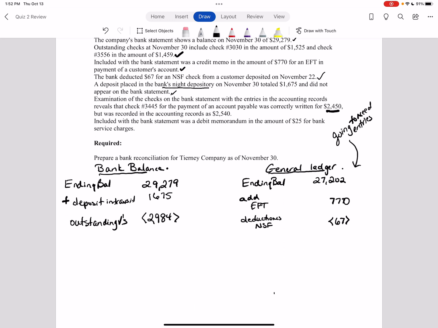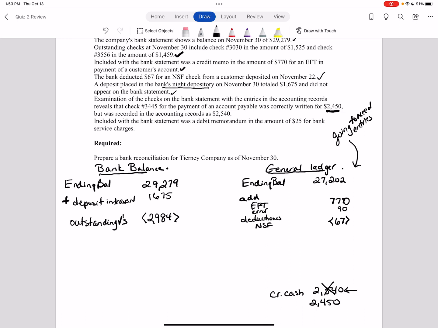$2,450. But when we made our journal entry, let's think about what we did. So we made a journal entry to credit cash, right? $2,540. It should have been a credit of $2,450, right? So I've taken too much out of my cash account, right? There's too much credit. So when I have too much credit, what do I have to do? I have to create a debit for it, right? So I'm going to have to add back that error correction, right? So that error is for $90.